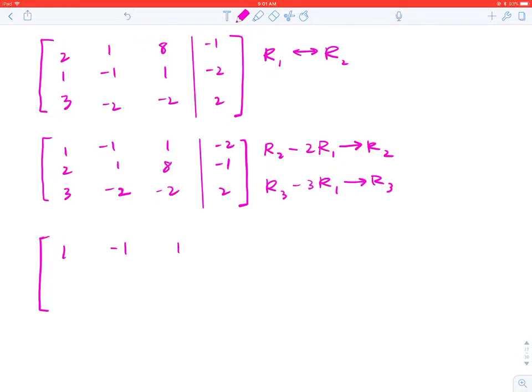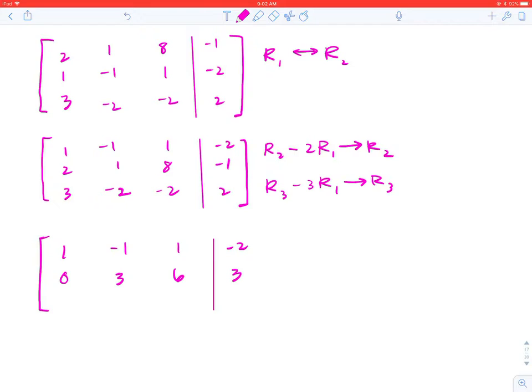So row 1 will still look the same. Okay, now row 2, we'll do 2 minus 2 times 1 is 0. 1 minus 2 times -1 will become 3. 8 minus 2 times 1 will become 6. -1 minus 2 times -2 will become 3.